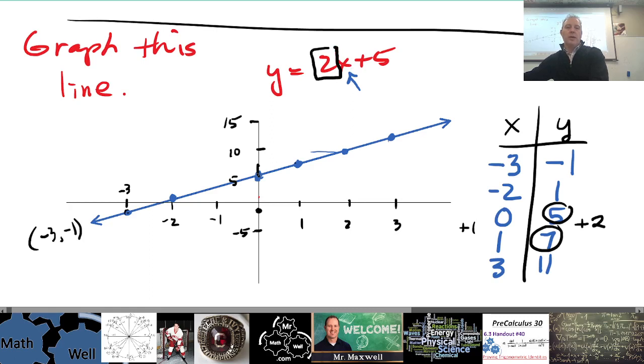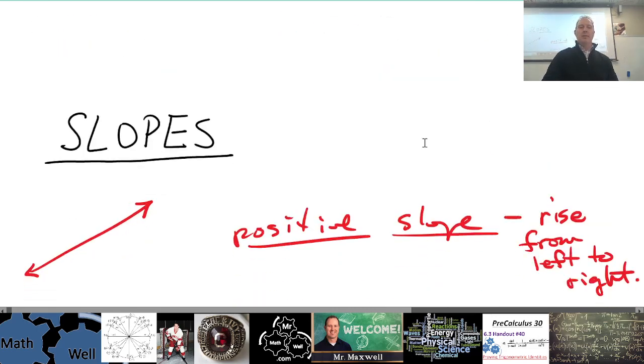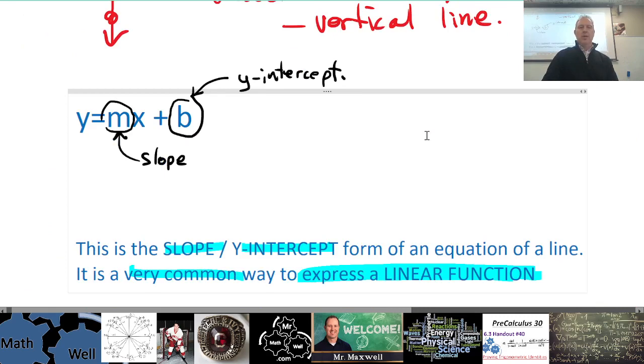What's the y-intercept? Well, the y-intercept is where the graph contacts the y-axis, and that's right here at y equals 5. Look at that. There's your y-intercept. Okay? So this is in y equals mx plus b form, and the m is the slope, and the b is the y-intercept.